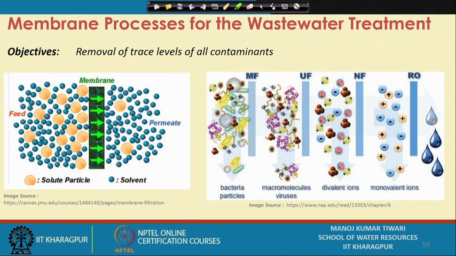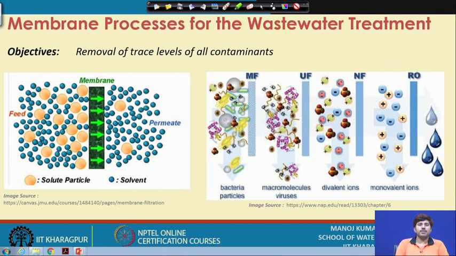The objective of the membrane processes is the removal of trace levels of all contaminants. All means almost all contaminants, barring a few dissolved gases. If we go to the higher level of membranes like the reverse osmosis system, we can technically remove all types of contaminants from the water. The process is straightforward, pretty simple. We have a semi permeable membrane, and we have feed water coming from one side. Feed water is the water which has contaminants in it.